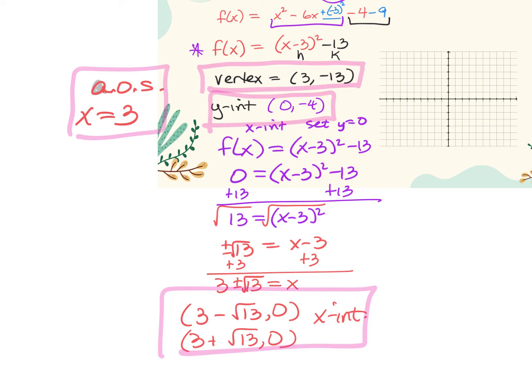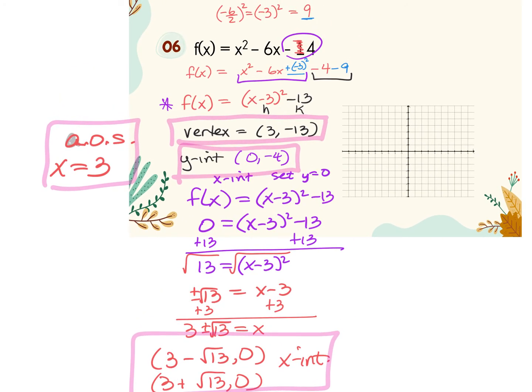So let me go ahead now and graph this. And then I'm also going to show you how we could have gotten all this information by not putting it into standard form, by leaving it in the quadratic form. So let me go ahead and graph all of this. And again, I don't need to graph the x-intercepts. I could just graph the vertex and the y-intercept and use the axis of symmetry.